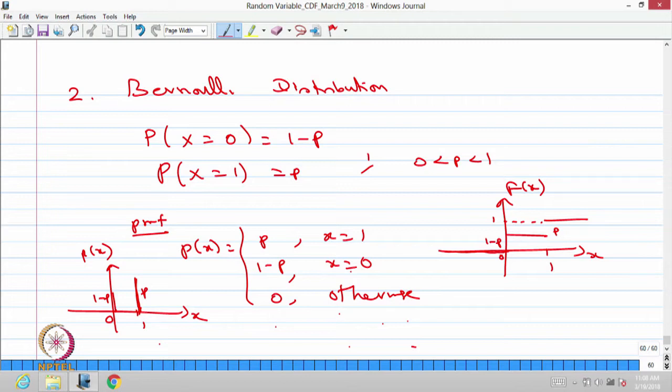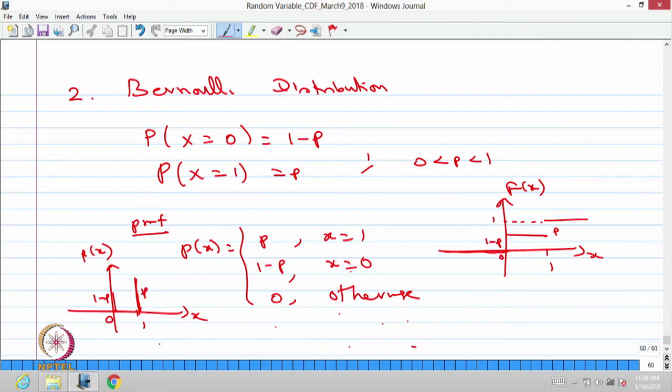A discrete type random variable with the probability mass function of this form, we call it as that random variable is Bernoulli distributed. Always the p has to be open interval 0 to 1. If p is equal to 0 or 1, then it becomes a constant. Therefore, it has to be always the open interval 0 to 1 which gives a Bernoulli distributed random variable x.